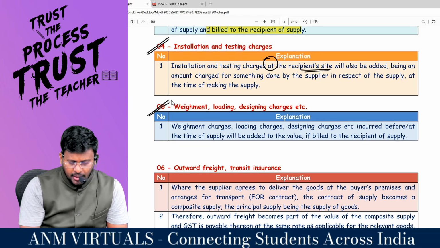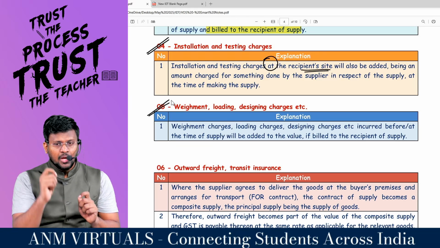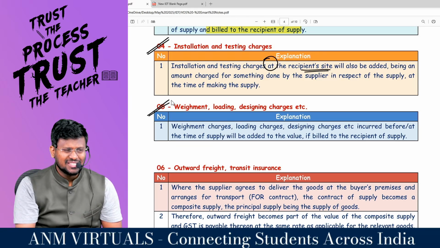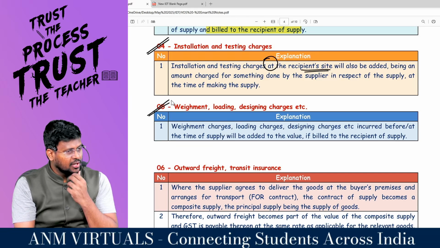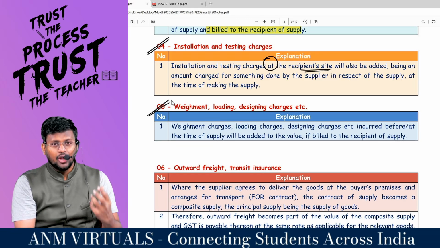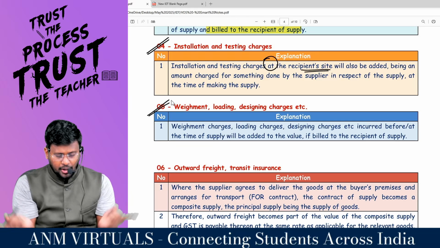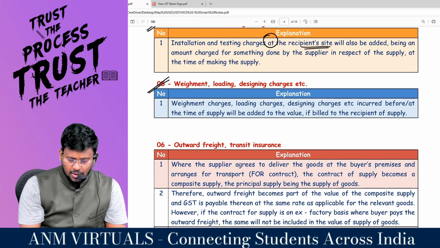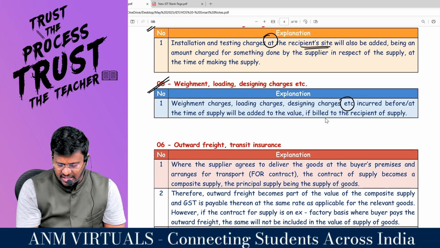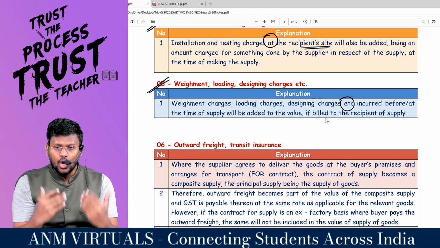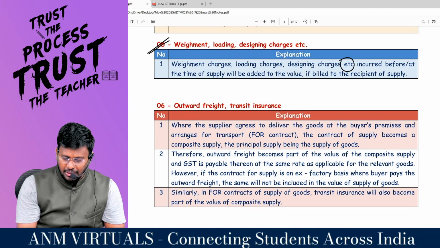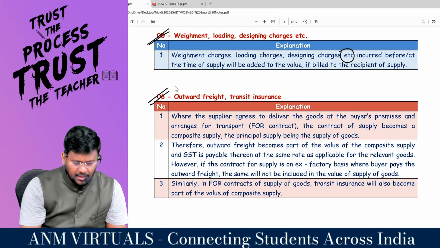Weighment, loading, designing charges, etc. Before supply, sometimes you will ask that you want to reconfirm the weight. So, weighment charges will be levied, or loading charges will be levied, or designing charges to design the product will be levied. Weighment charges, loading charges, designing charges, etc. incurred either before or at the time of supply will also be included in the value if billed to the recipient of supply. Comfortable, sir?